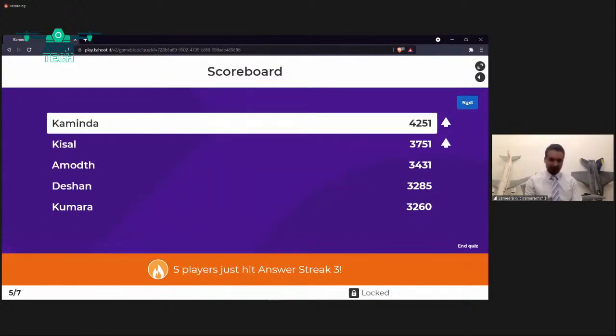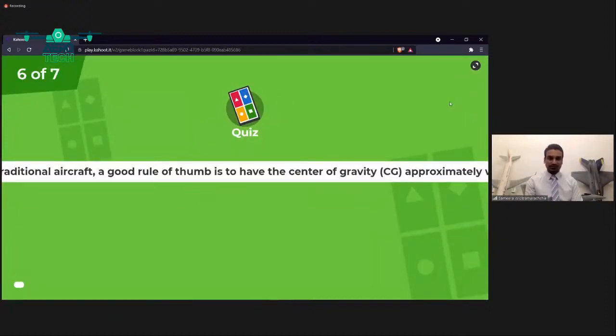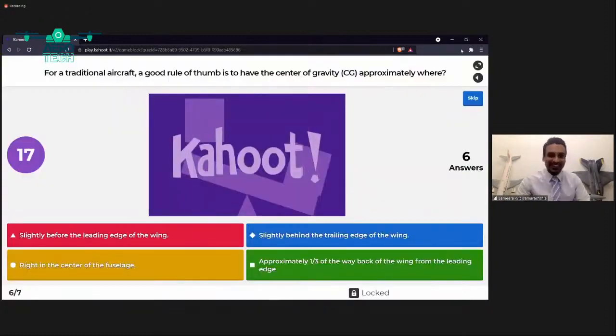Great. So the sixth question: for a traditional aircraft, a good rule of thumb is to have the center of gravity approximately where? So it was a question where Sir did demonstrate as well.